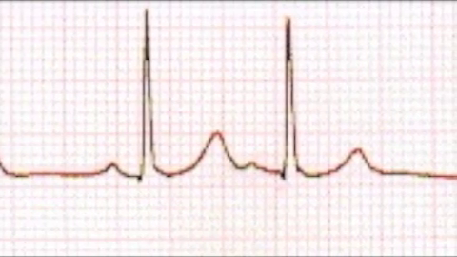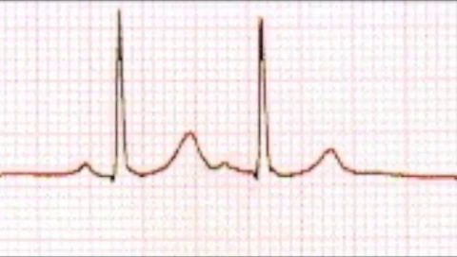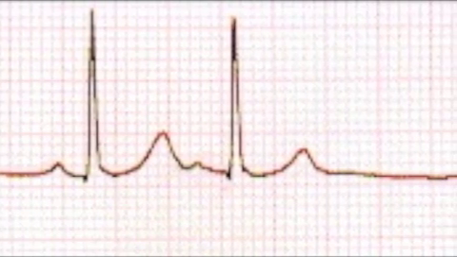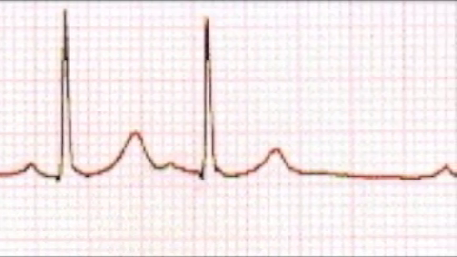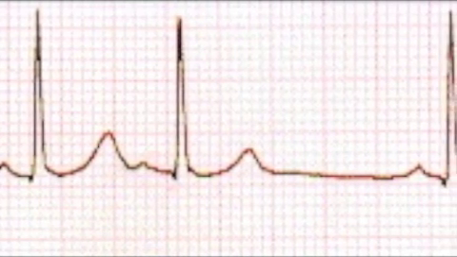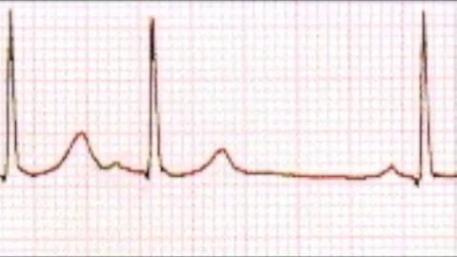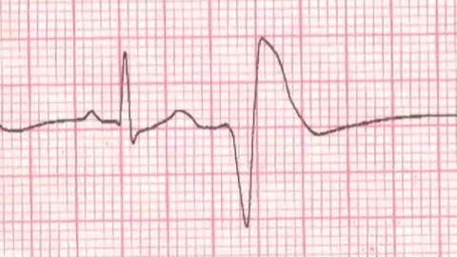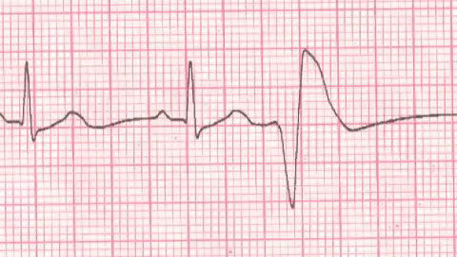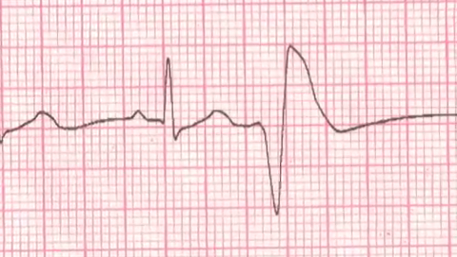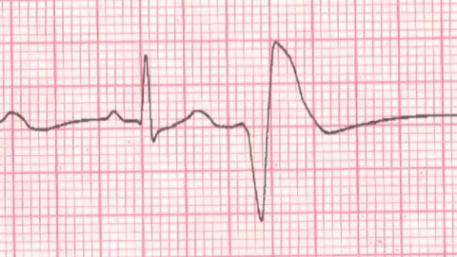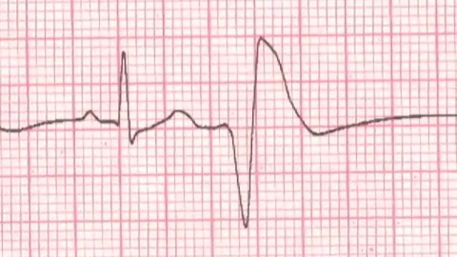This is sinus rhythm with a PAC, premature atrial contraction. You can see that it falls earlier than expected, but has a P wave, which tells us it's a PAC. Normal sinus again, but this time with a PVC, premature ventricular contraction. We know it's a PVC because it's very wide and there is no P wave.